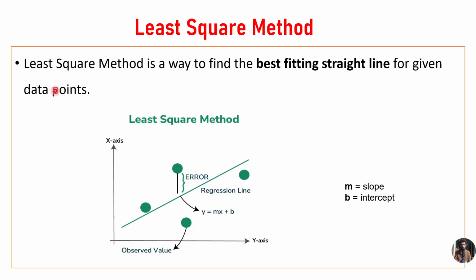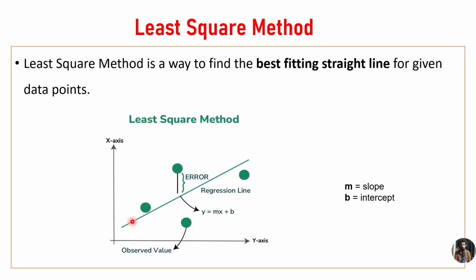Okay, so what is the main purpose of this least square method? Here we are going to find out the best fitting straight line for given data points. You observe here there is a graph which shows the least square method. In this we have the x-axis and the y-axis. This is called a straight line. These dots are called data points. Let us say this is called an error.